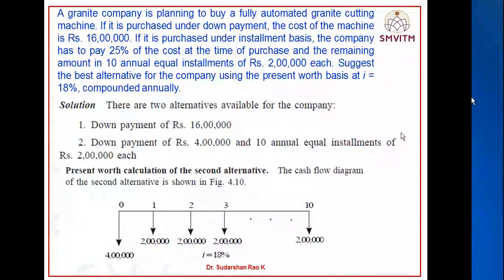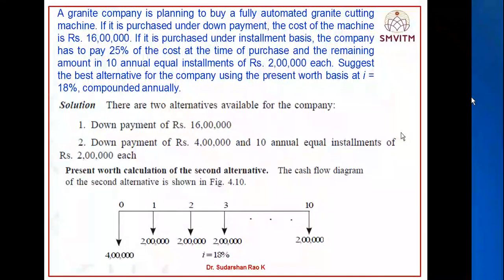For example, a granite company is planning to buy a fully automated granite cutting machine. If it is purchased under down payment, the cost of the machine is rupees 16 lakh. That is, if they purchase with the full amount, they have to pay 16 lakh rupees as the down payment. If it is purchased on an installment basis, the company has to pay 25% of the total cost at the time of purchase, and the remaining amount in 10 annual equal installments of rupees 2 lakh each. Suggest the best alternative for the company using the present worth basis at i equal to 18% compounded annually.